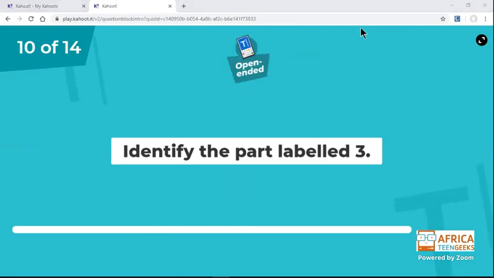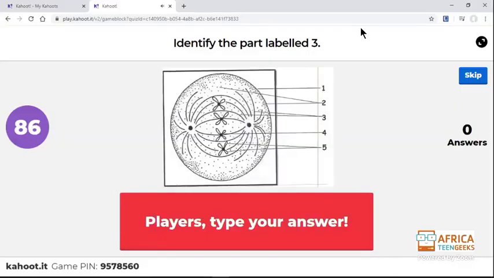And then I'll just skip these questions. So type out your answers. What is the part labeled 3? It's not the same thing, Zach. A chromatid is not the same as a chromosome. So type your answer. The part labeled 3. Look at 3. This is where 3 is. So it's not a chromosome.